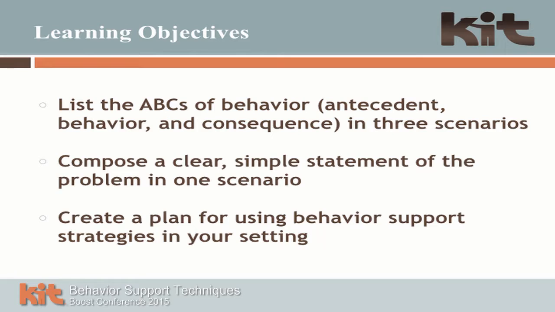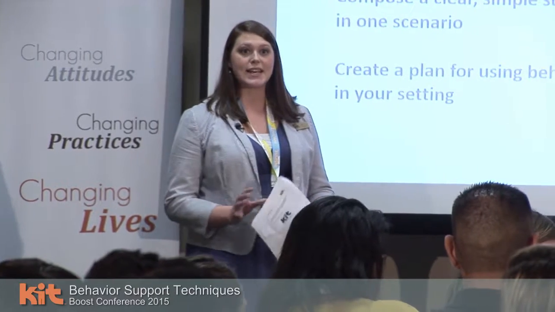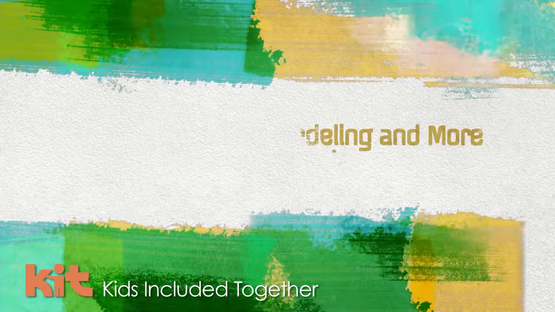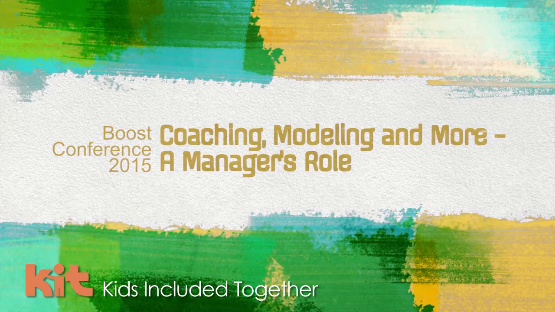For today, our learning objectives will be to list the ABCs of behavior, which is the antecedent, behavior, and consequence. So we're going to look at some scenarios and practice this, and this is a really key piece of the behavior puzzle.